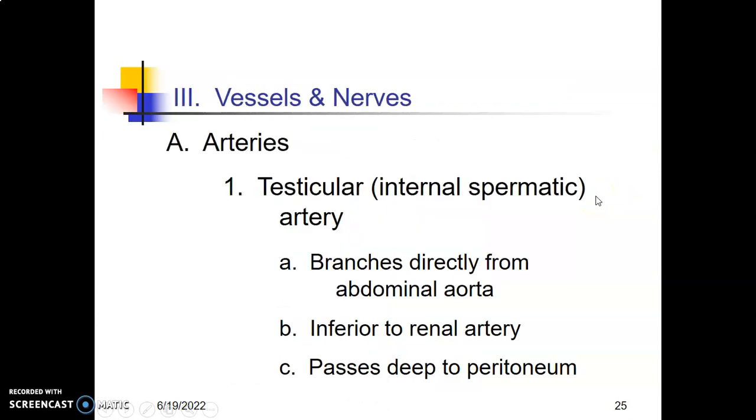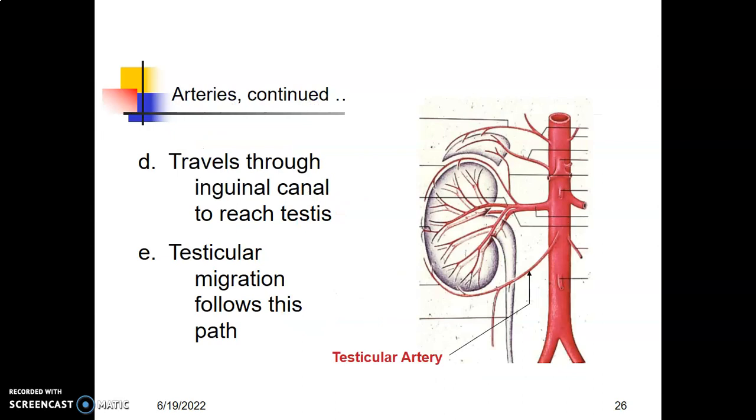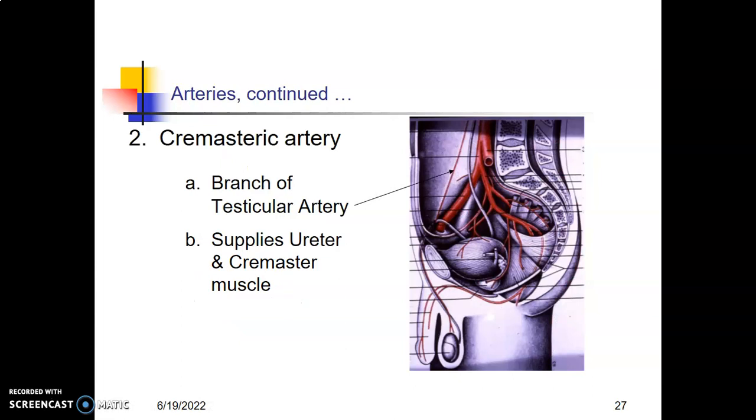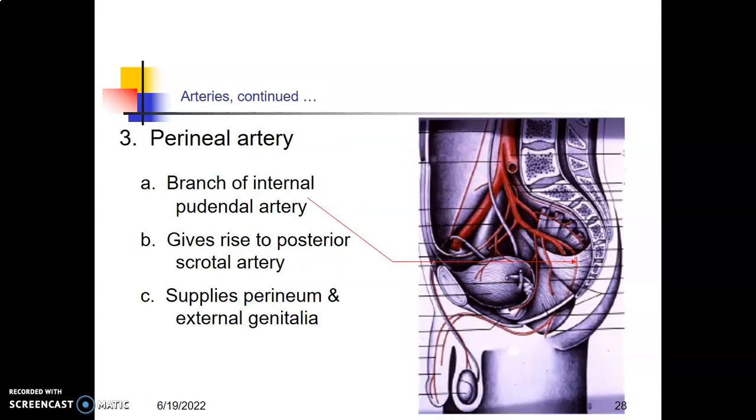reproductive tract. So the arteries of the spermatic cord: you have the testicular artery, which is from the abdominal aorta. It's given off inferior to the renal artery and passes deep to the peritoneum. The testicular artery actually travels through the canal to reach the testis, and testicular migration follows the path of the testicular artery. Then we have the cremasteric artery, which is a branch of the testicular artery and supplies the cremasteric muscle.